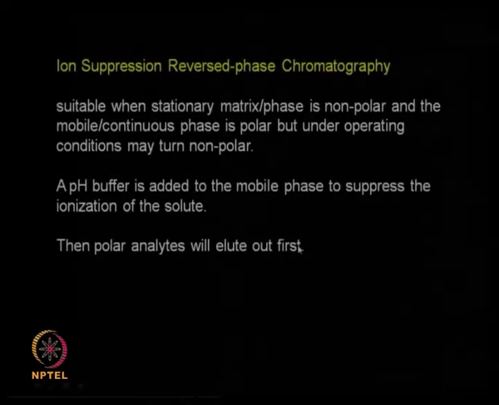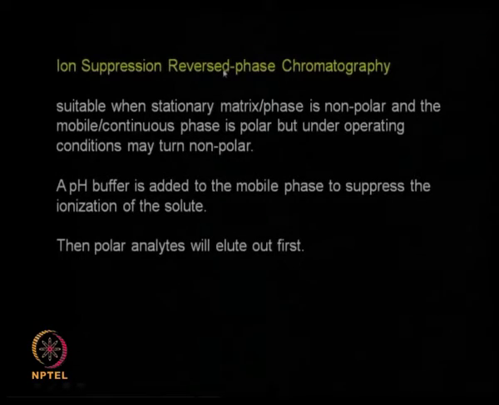So if the analyte or the solute is in ionized form, then you are going to have a problem, the separations will not be very good. So by suppressing the ionization, we have now polar non-ionizable product and non-polar material, and the stationary phase is a non-polar or reverse phase material. So the ion suppressed polar material will come out first. So this is called the ion suppression reverse phase chromatography.